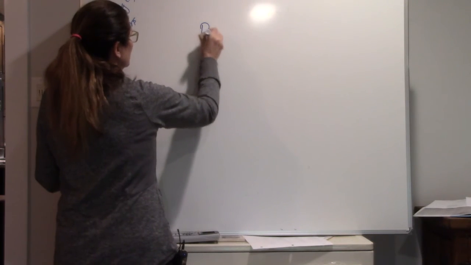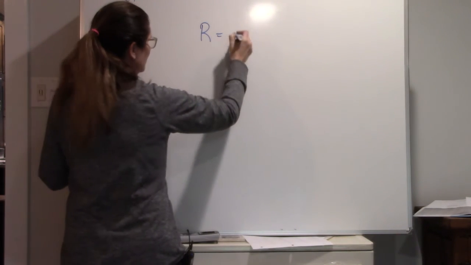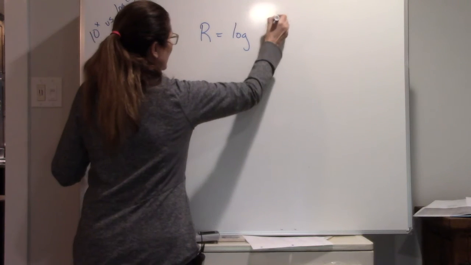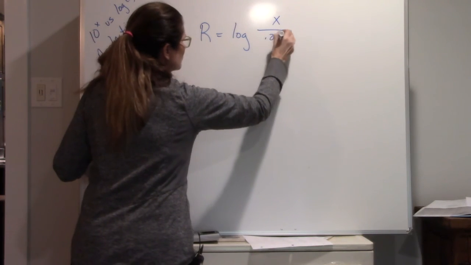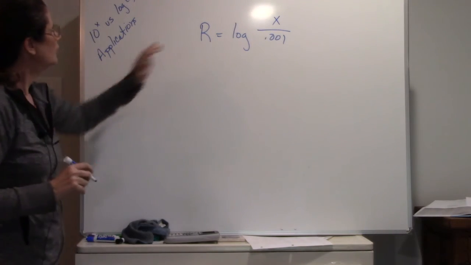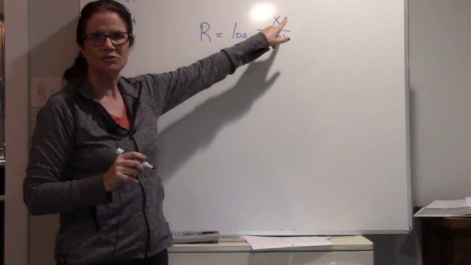So R stands for Richter scale, R equals log of X over 0.001. Okay, so X is the intensity of shaking.